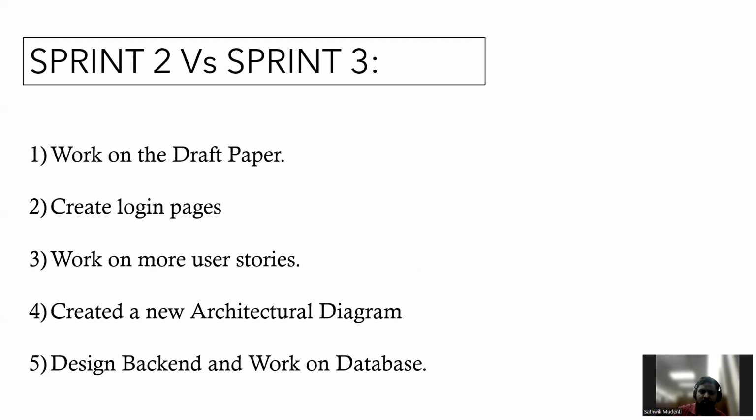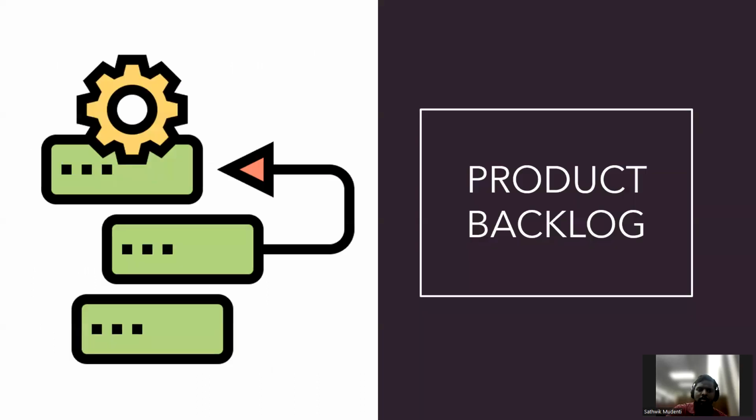We tried to work on a draft paper in Sprint 3. We tried to create a login page and sign up page. We tried to come up with more user stories. We created a new architectural diagram. We designed the backend and also tried to create a database. So this is our product backlog.